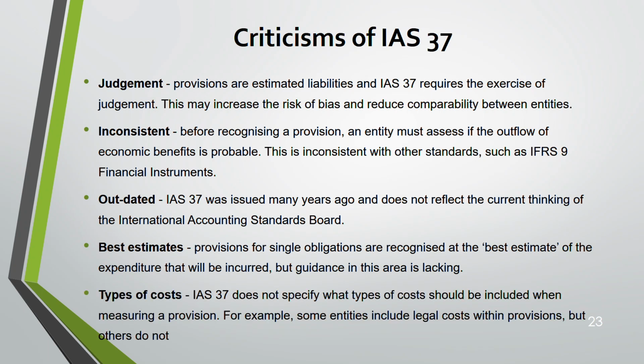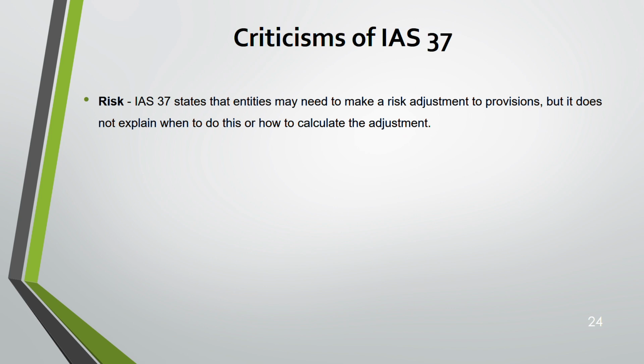Type of cost. IAS 37 does not specify what type of cost should be included when measuring a provision, because some include legal cost within the provision and others do not. So it's very unclear what cost to take and what not to take. Then there are a few more criticisms. Risk. You have to make risk adjustments to provision. But IAS 37 does not explain when to do this or how to calculate that adjustment, like when to do the risk assessment and how to calculate that, or how to include it in the recognition of the provision.